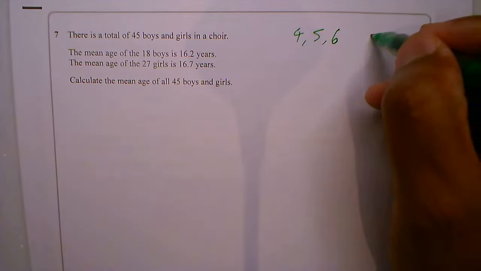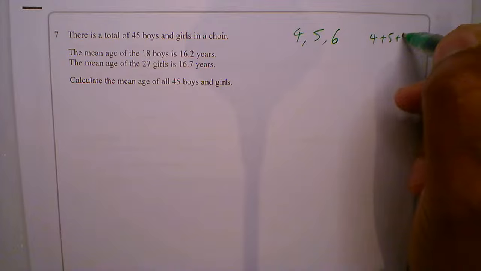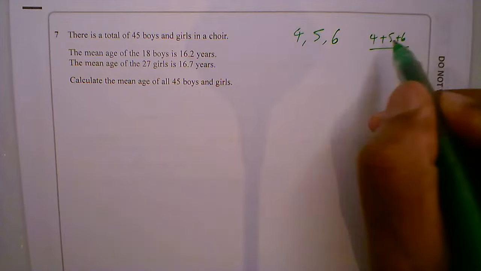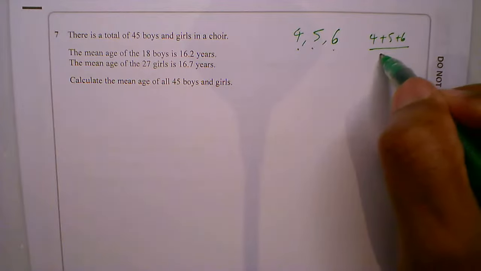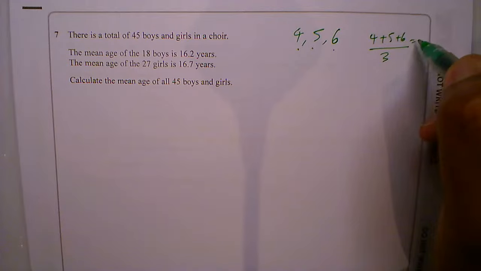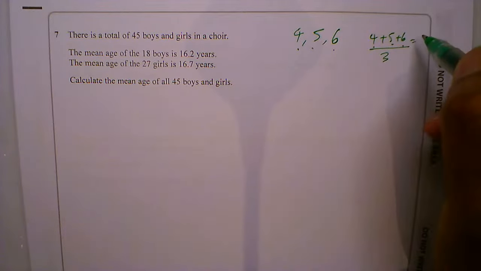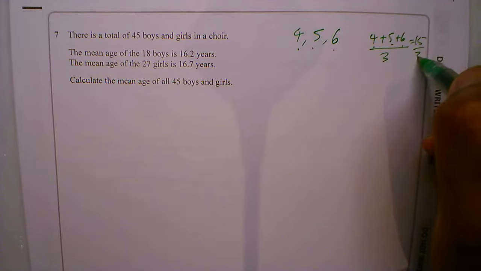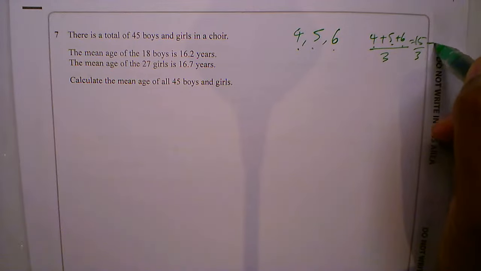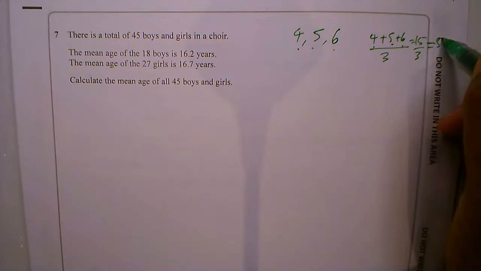You add them together, and then you divide by how many numbers you have. So here we've got 3. So that gives us 5. 4 plus 6 is 10 plus 5 is 15 over 3. And so when you do that, that gives me 5.